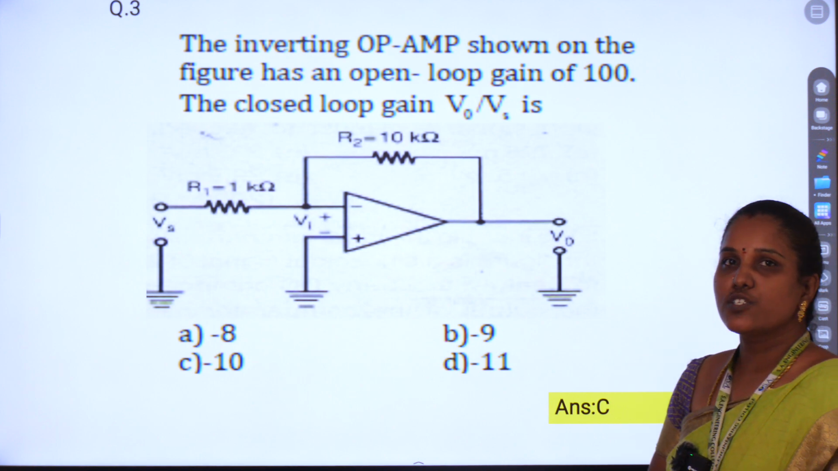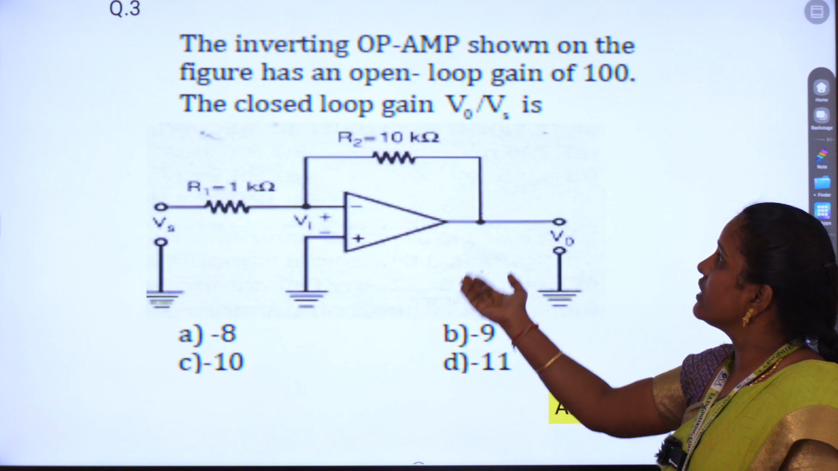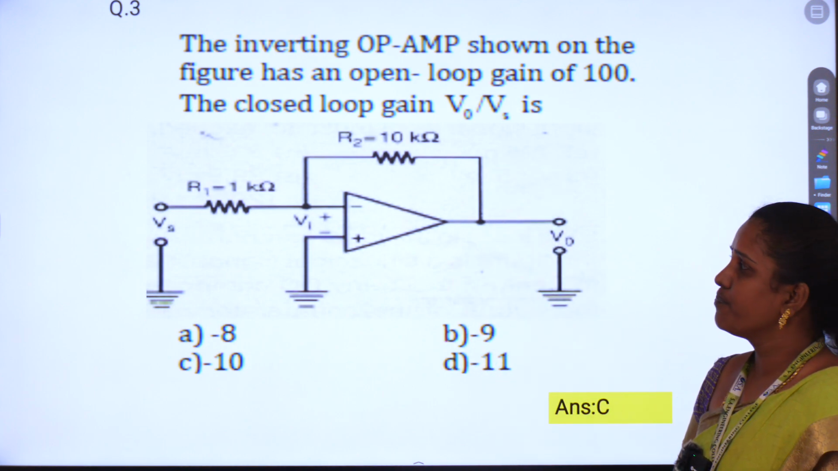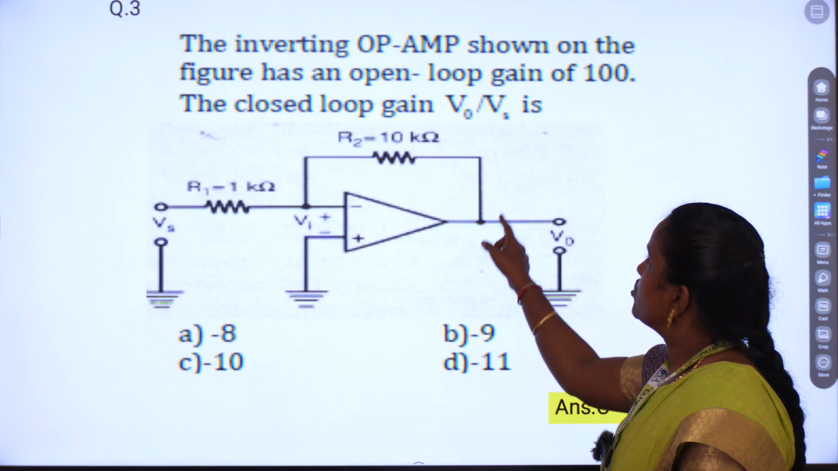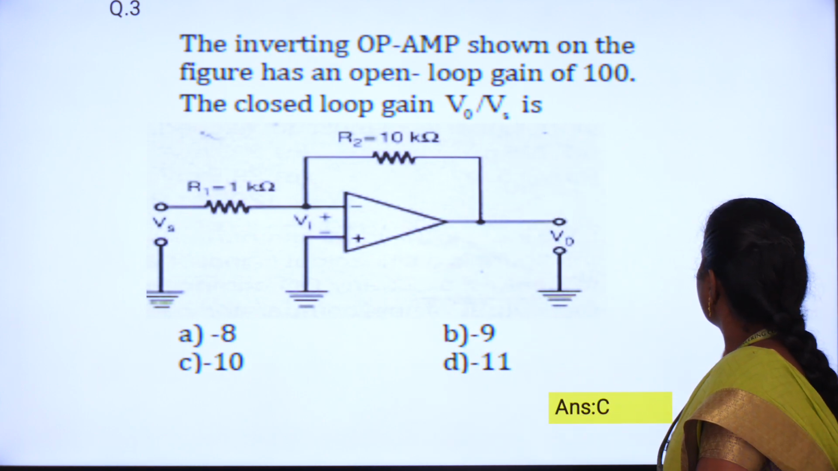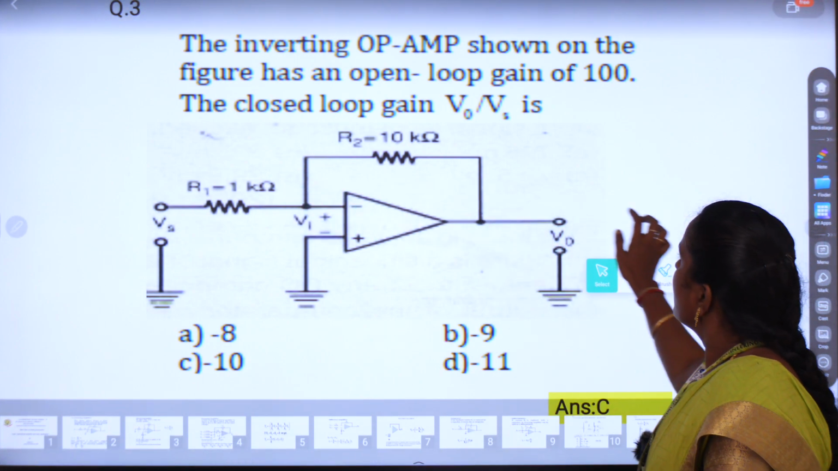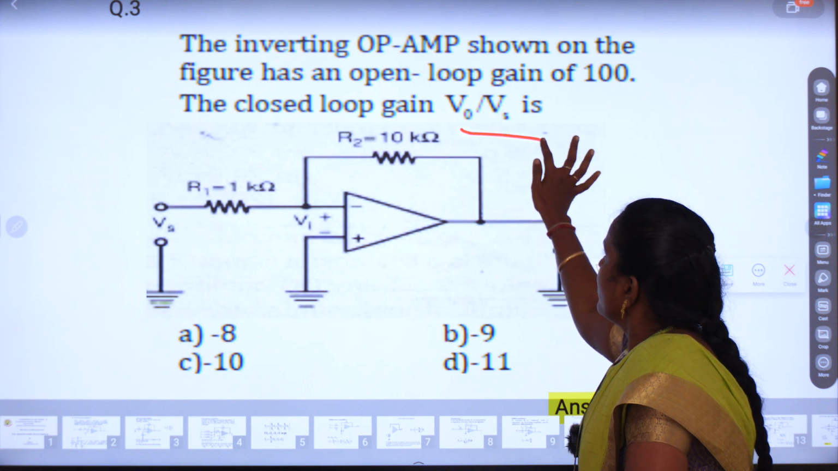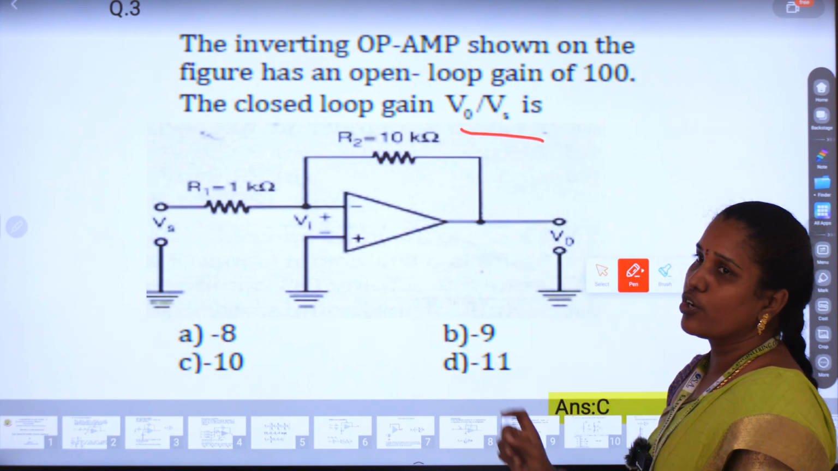Now the next thing is the inverting operational amplifier shown in the figure. They have given an inverting operational amplifier, with 1 kilo ohm and 10 kilo ohm given. They will ask what is the closed loop gain, V0 by Vs.